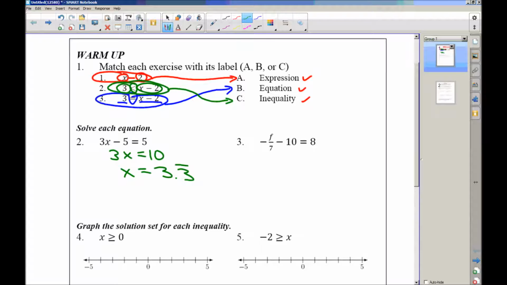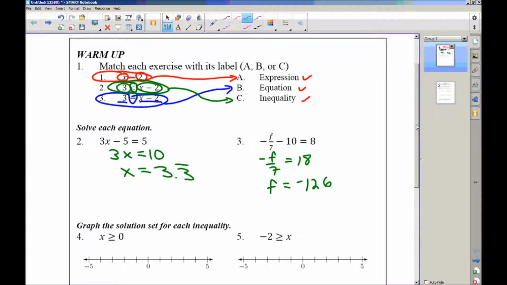Number 3, two-step equation again. So we add 10 to both sides to get 18. And then we're going to times both sides by -7. So I'll get the calculator out here, and I'm doing 18 times -7. So it'll be -126.